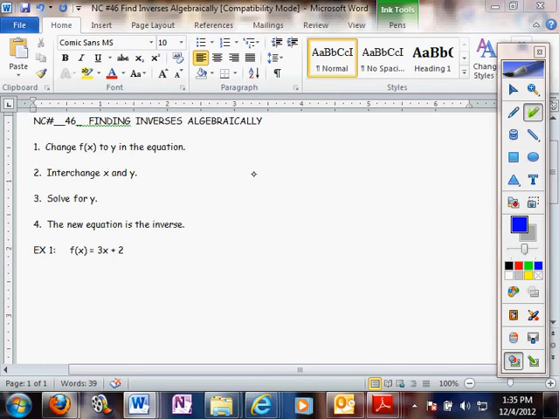Talk about note card 46, finding inverses algebraically. We have pretty much a few simple steps here.